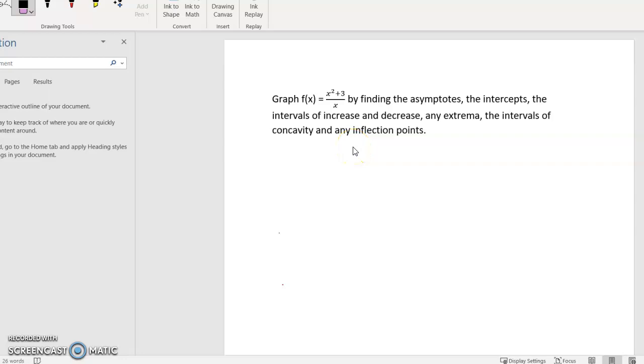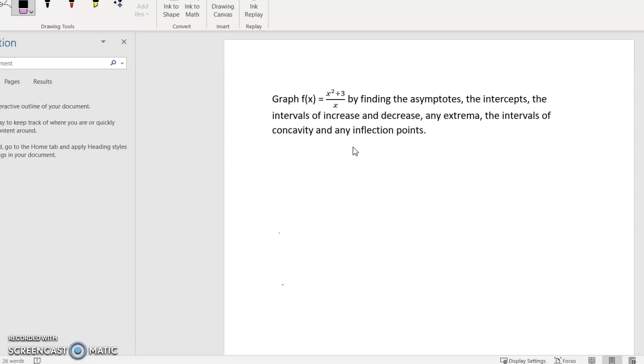So in this section, we're going to be graphing some rational functions, and then we're going to graph some stranger looking functions. We're going to start with this one, graph f of x equals x squared plus 3 over x by finding the asymptotes, the intercepts, the intervals of increase and decrease, any extrema, the intervals of concavity, and any inflection points. So you should recognize that the intervals of increase and decrease and the extrema are going to come from the first derivative. The intervals of concavity and inflection points are going to come from the second derivative.